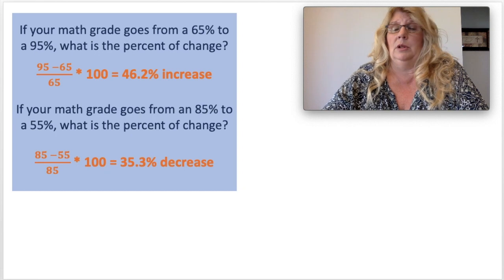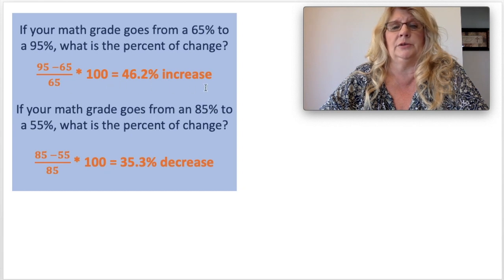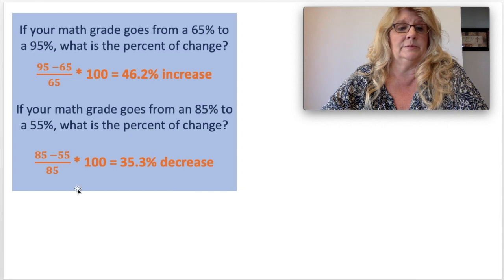So an example, let's look at your math grades. If your math grade goes from 65% to 95%, what is the percent of change? 95 minus 65 divided by 65 times 100 gives you 46.2% increase. If your math grade goes from 85% to a 55%, what is the percent of change? Again, find your change, 85 minus 55, divided by 85. Take that times 100 to change your decimal to a percent, and you get 35.3% decrease.